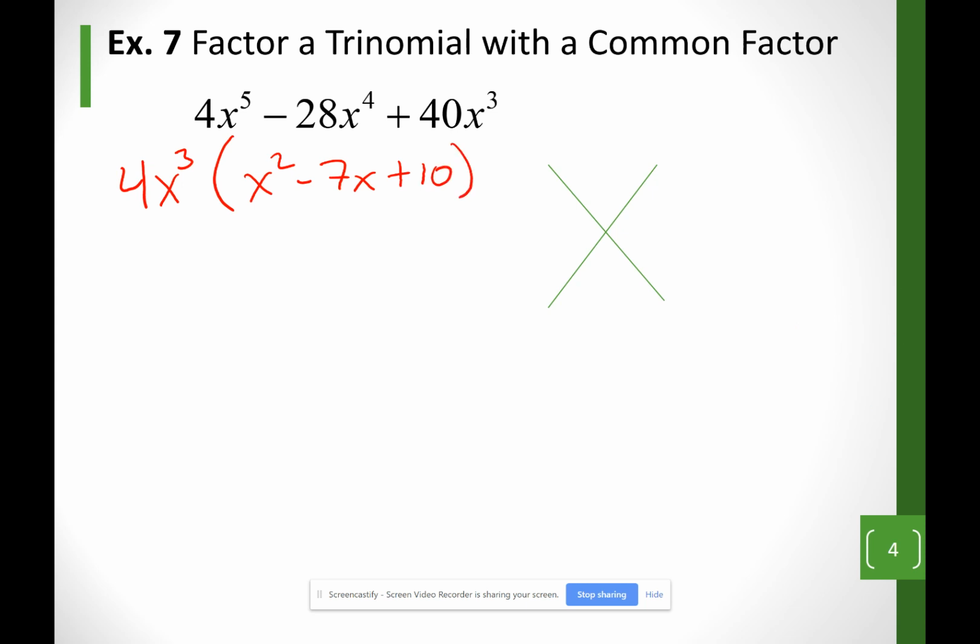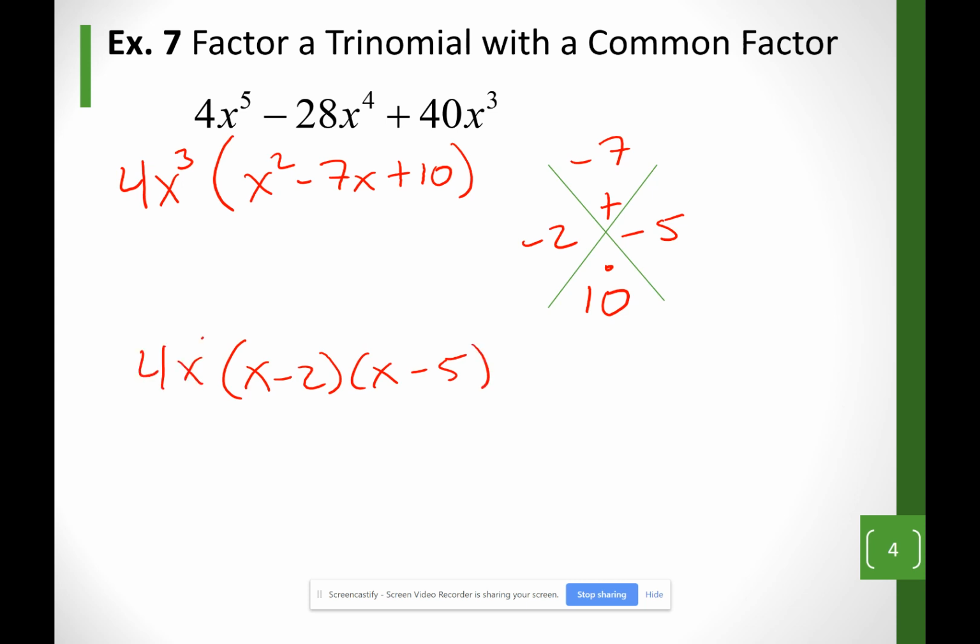Now, just looking at the parentheses, I'm looking for two numbers that when I multiply them is equal to 10, but when I add them is equal to a negative 7. I'm thinking of negative 2, negative 5. So just the parentheses alone is x minus 2, x minus 5. Now, for my factoring, make sure you do include your greatest common factor, in this case, 4x to the third.